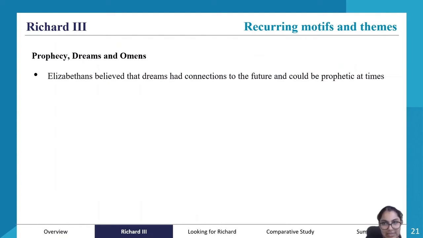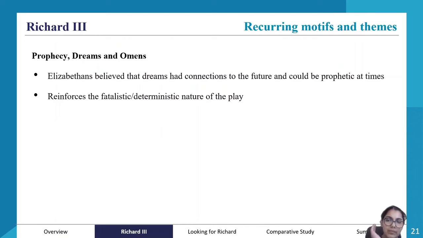So before we go forward with looking at Richard, let's just talk about some recurring motifs and themes. The first one is prophecy, dreams, and omens. Elizabethans believed that dreams had connections to the future, and that dreams could be prophetic at times. That's why dreams and omens are used in Margaret's prophecies, for example. They are used to reinforce the fatalistic and determinist nature of the play, that everything happens for a reason. That's why the night before the battle, Richard sees the ghost.